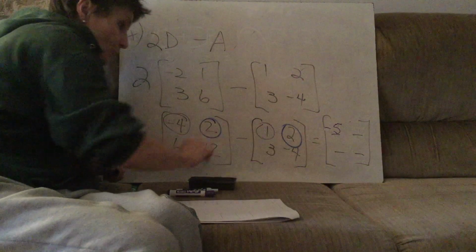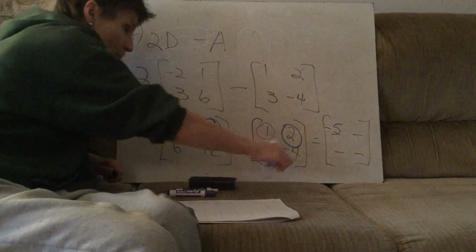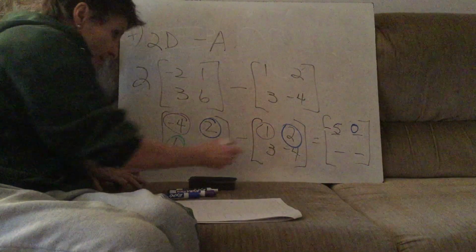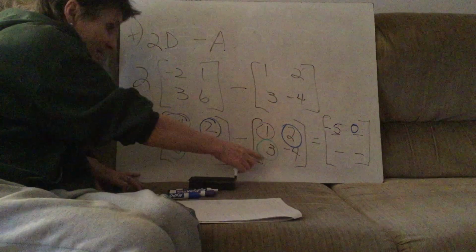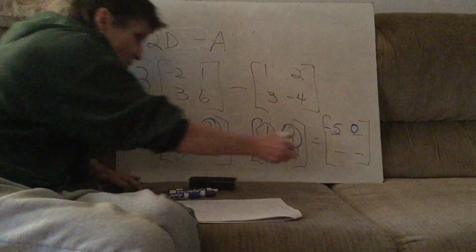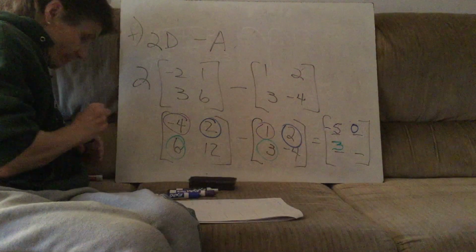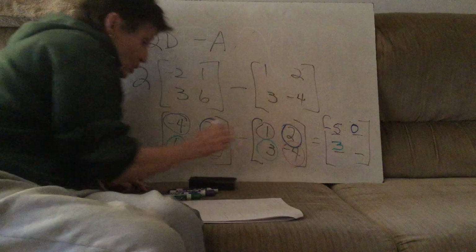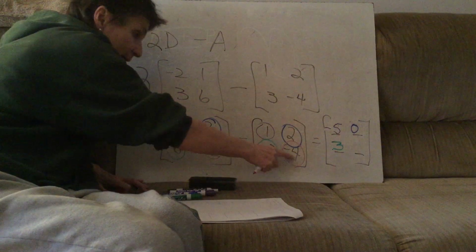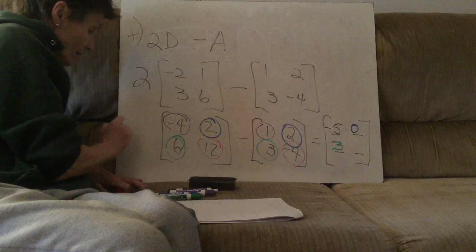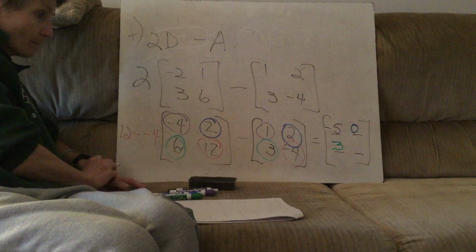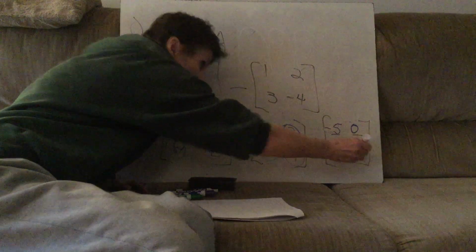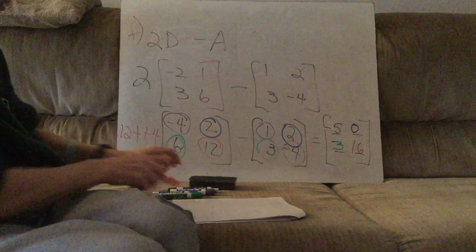Two minus 2 is 0. Six minus 3. And finally, watch it. 12 minus negative 4 makes 16. And there is the answer to your question.